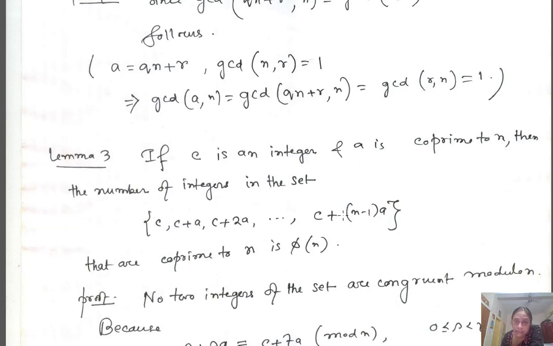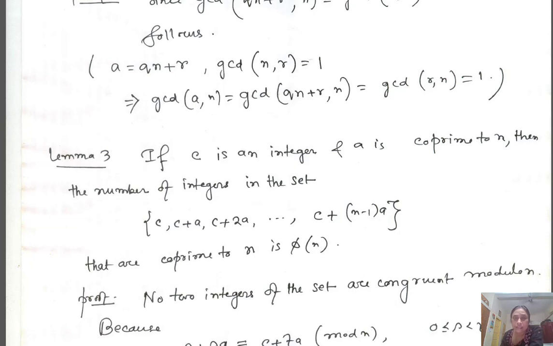Okay, so if C is an integer and A is co-prime to n, see, I am taking a scalar multiple by A of the set 0, 1 to n minus 1, and shifting by C: C plus 0, C plus A, up to C plus n minus 1 times A. So how many elements in this set are co-prime to n? That is the number phi n.